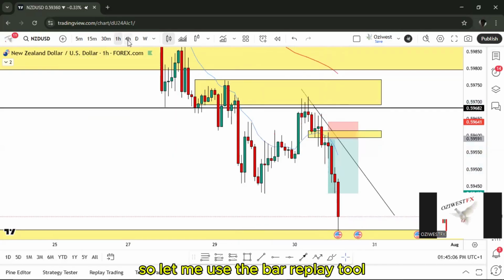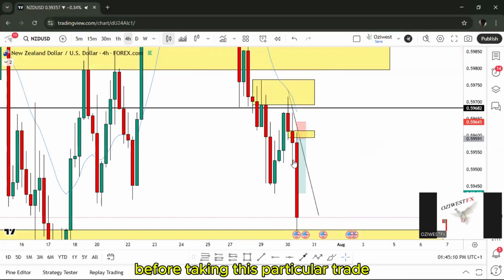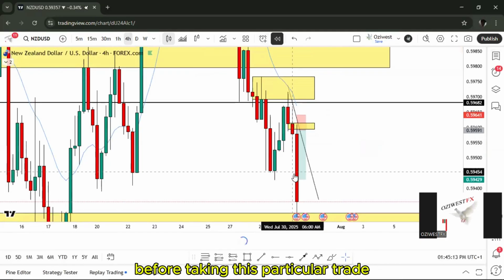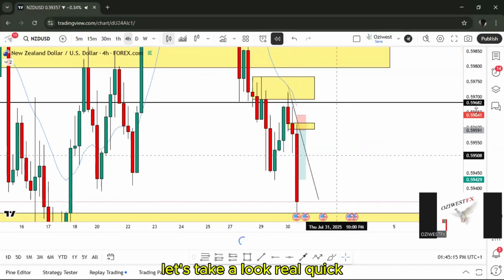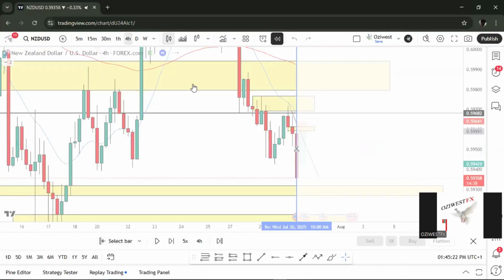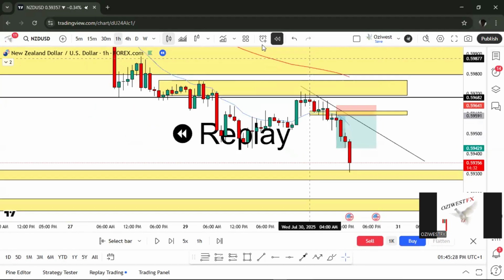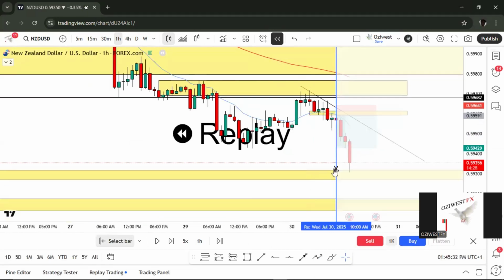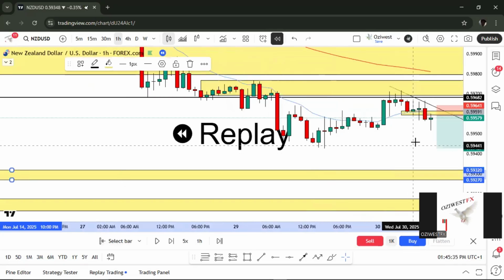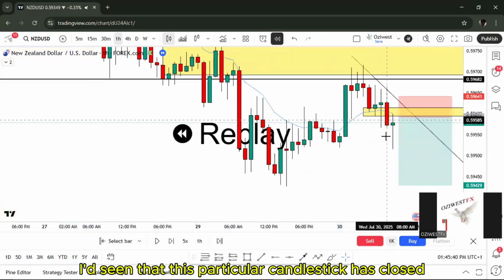So let me use the bar replay tool so you guys can see what I saw before taking this particular trade. Let's load up real quick. Yes, from here. So I'm seeing that this particular candlestick has closed.